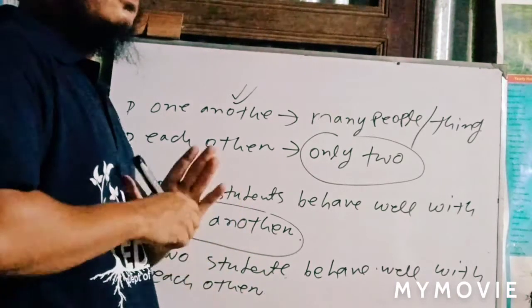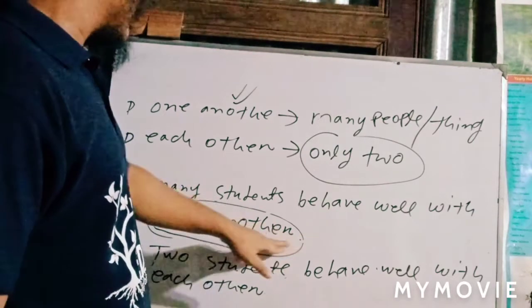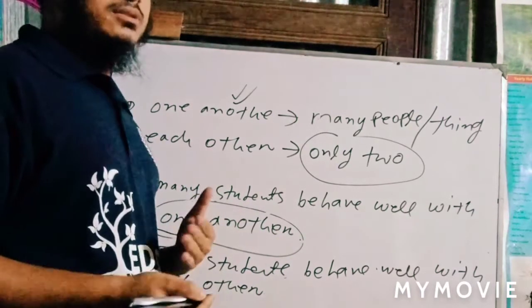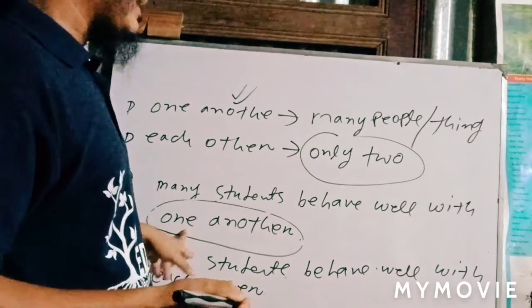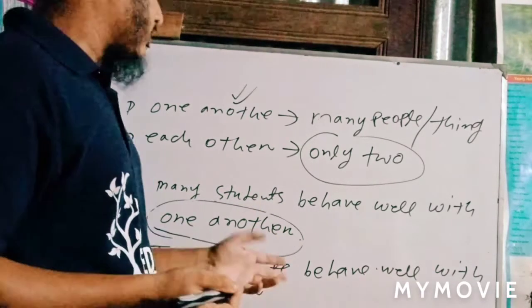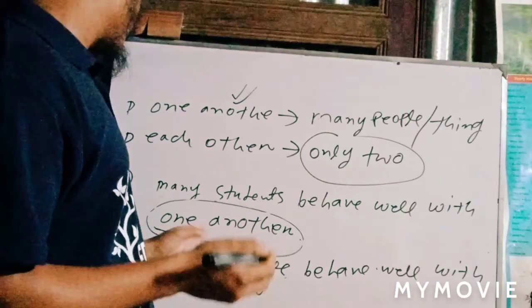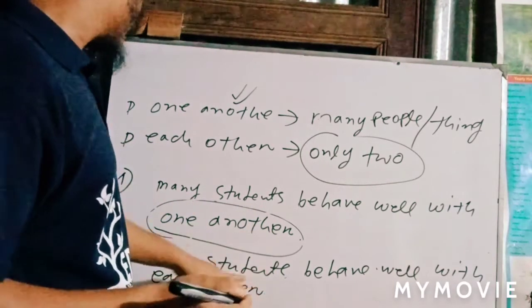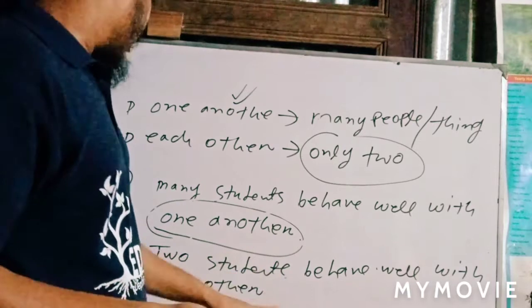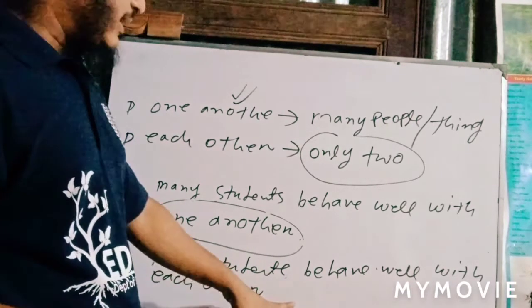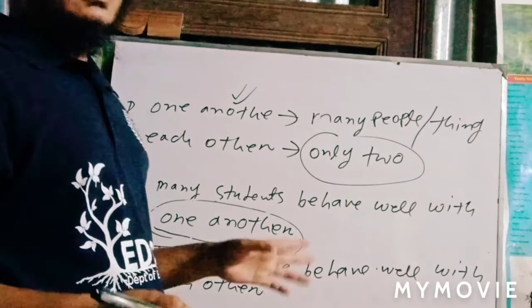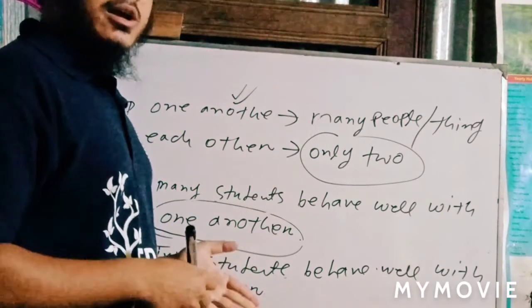But if there is no limit, if there are many persons and many things in the position of subject, one another should be used. In this case, if there are many persons, each other will not be perfect. But in the case of limited persons, like two students, each other will be perfect, and one another is not perfect in this case. Okay, so this is the difference between each other and one another.